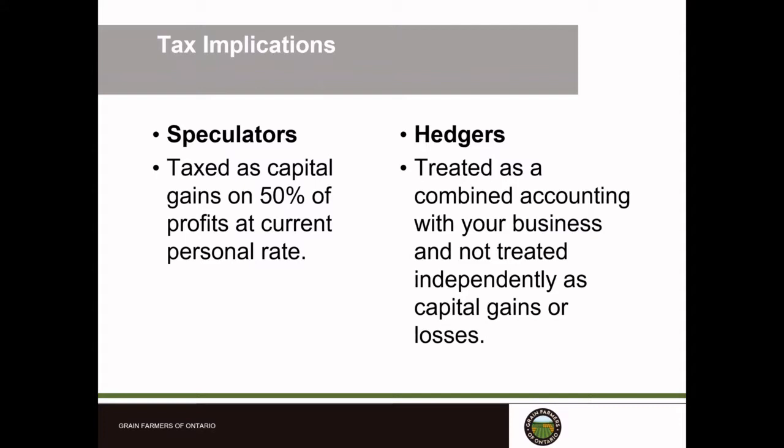And a hedger, of course, is not. They're treated as a combined accounting with your business, not treated independently for capital losses or gains. Because again, what may appear to be a capital gain initially is really just offsetting the losses that you've had on your physical product because they're going in opposite directions. Okay? So that's the tax implications for those two different kinds of accounts.